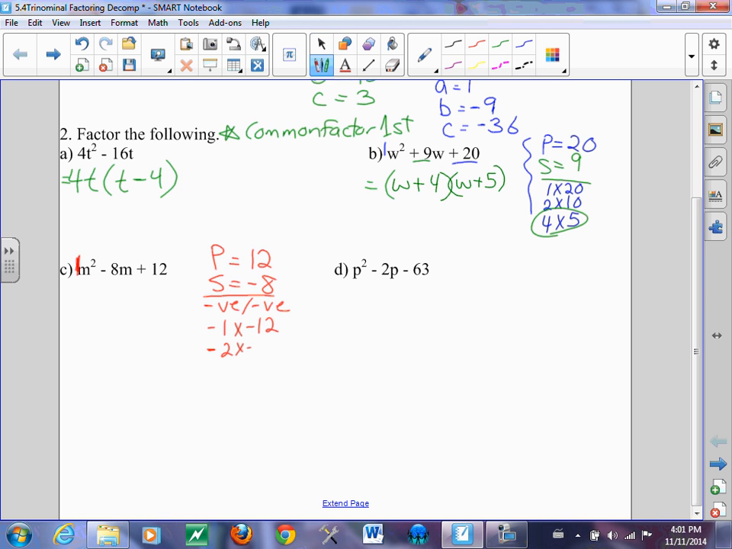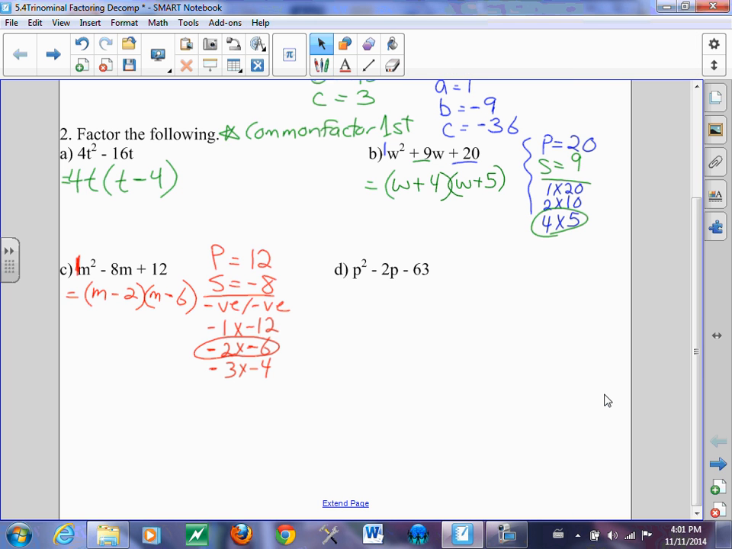Okay. And negative 3 times negative 4. So all of those have a product of 12. However, which one will sum to negative 6? It's the negative 2 times negative 6. So you set up your brackets, folks. Take the square root of the first and then the sign attached to your factors that you've circled.